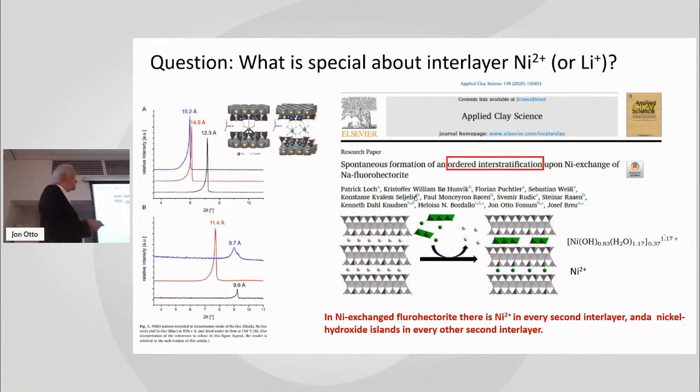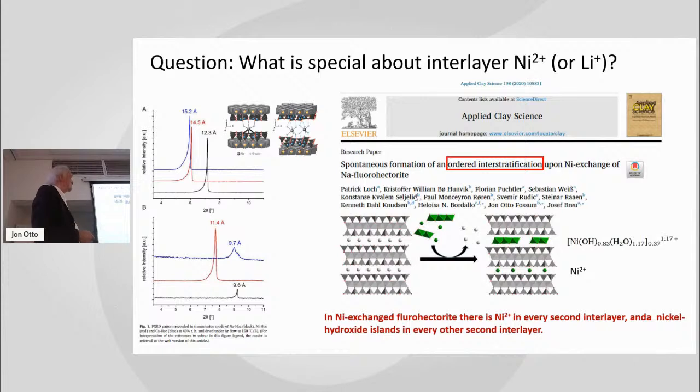So what we have in every second interlayer is actually this species, islands of this species. There's some space in between them. So this paper here explains quite well what this is about. The result is what you see there.